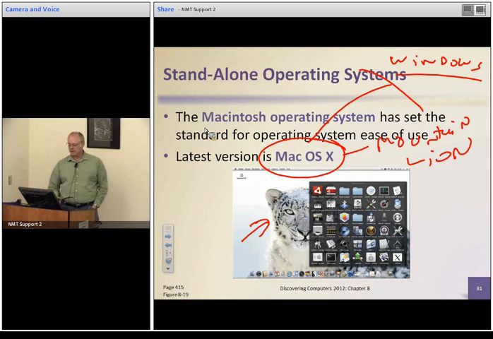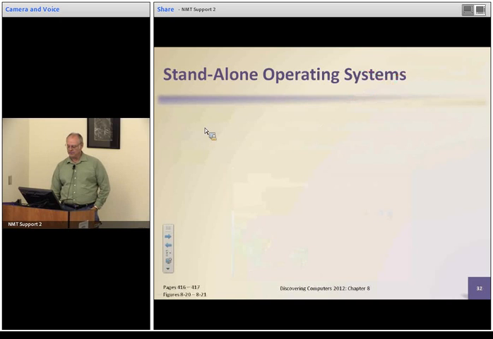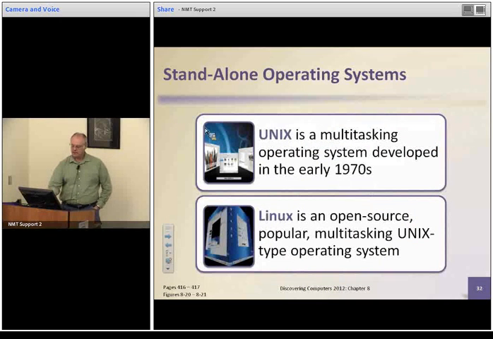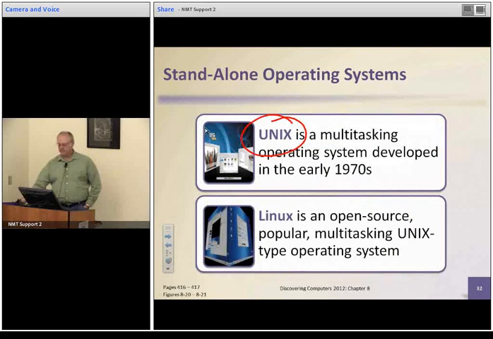So something to think about, but the Mac OS is X or 10 right now, or Mountain Lion, I believe, if you go to their website. Unix, developed years ago by Bell Labs, I believe.